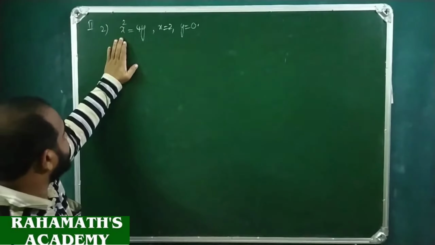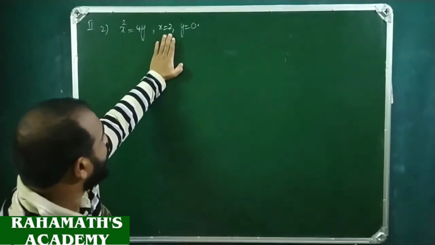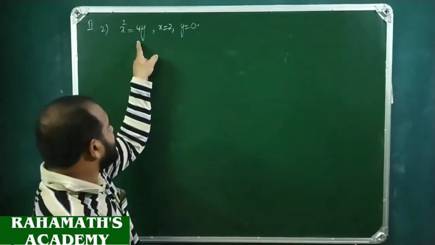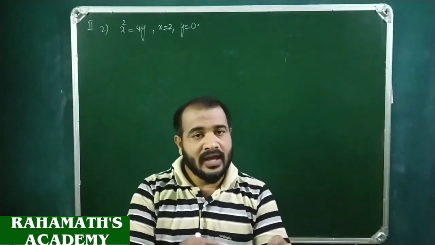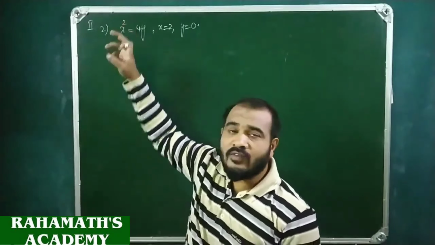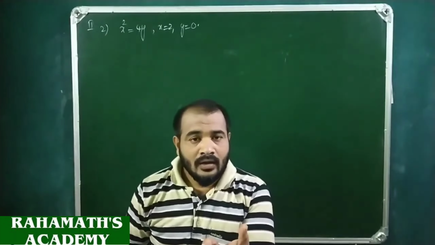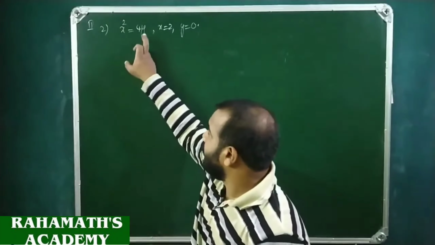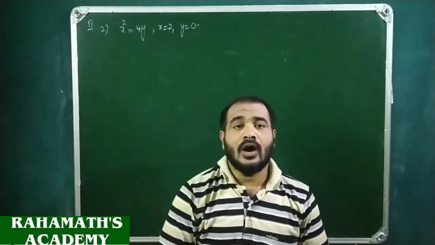Area, the second problem of the second exercise: x square equals 4y, x equals 2, y equals 0. So let us analyze these curves. X square equals 4y is of the form x square equals 4ay. That is the parabola. X power even, so symmetric about the y-axis. It could be the upward parabola or the downward parabola, but here y has a positive sign. Therefore it should be the upward parabola.